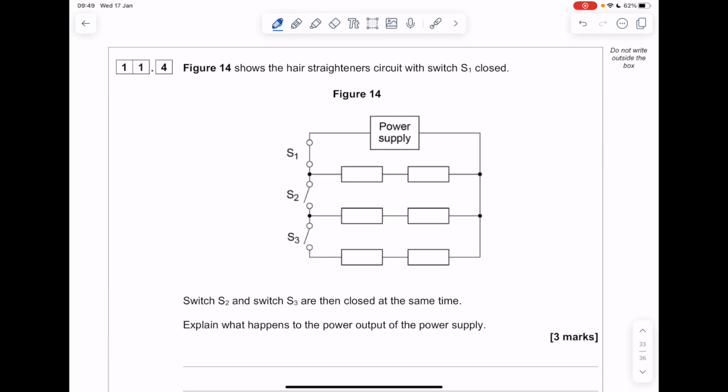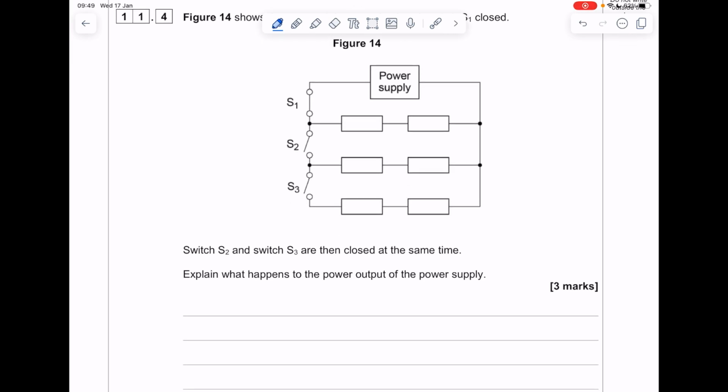Figure 14 shows the hair straightener's circuit when switch S1 is closed. Switch S2 and switch S3 are then closed at the same time. Explain what happens to the power output of the power supply. So what happens when you close these switches simultaneously is that the total resistance of the circuit decreases, meaning that the current increases, and that has the effect of increasing the power output.